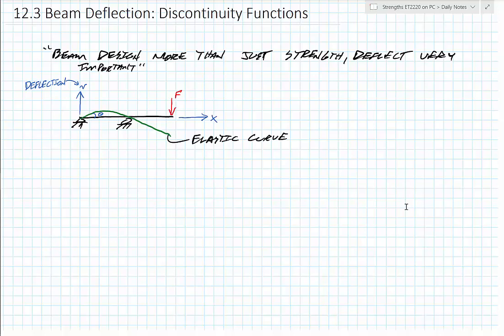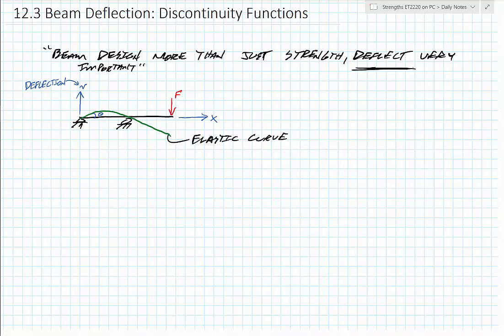There's a third one that's probably just as important, maybe more so, and that is the idea that deflection, or how much the beam is bending and moving, is as important or more so than the moment and the shear.